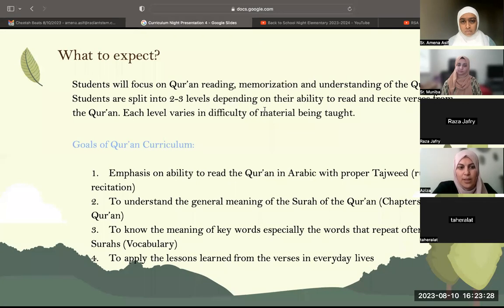Our goals for Quran emphasize the ability to read from the Quran in Arabic with proper tajweed and makharij, and understand the general meaning of the surah and also the assigned words, because they're going to be given weekly assigned Quranic vocabulary, and they will learn each week. It depends on which surah they're learning, the tafsir of the surah. They will learn the meaning of the main words that are repeated in the surahs. Also, we want the students to apply and reflect on the lessons they learn from the Quran in their daily lives, inshallah.